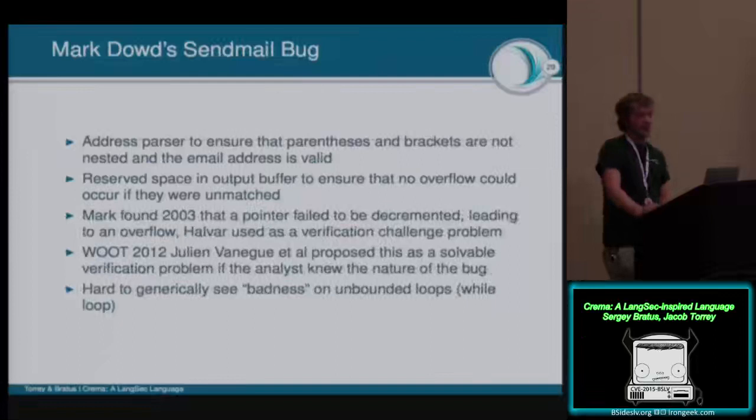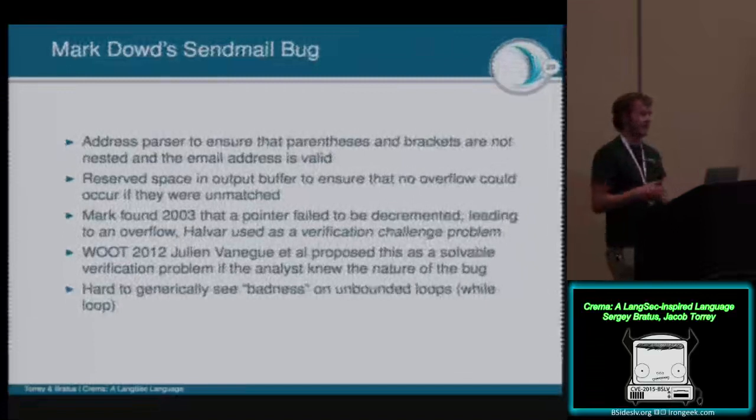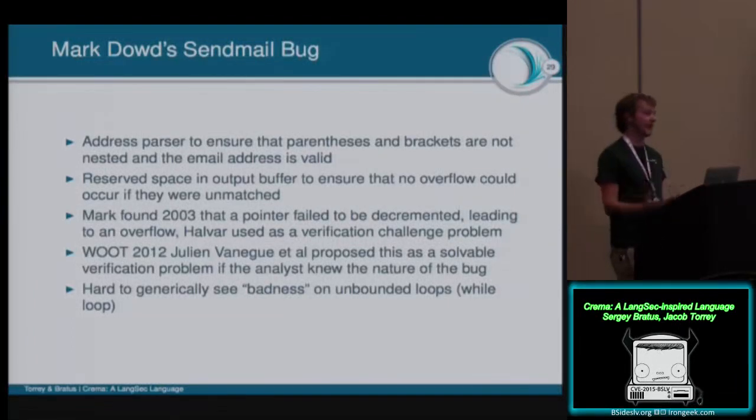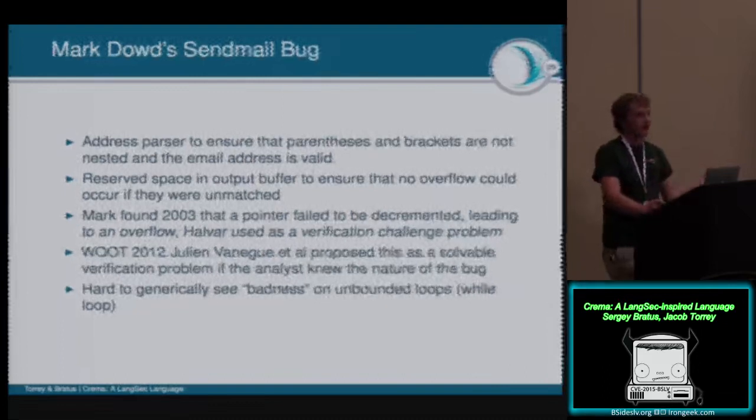Unfortunately, he found that they were using a pointer rather than a length, using pointer arithmetic. It failed to decrement, and then it caused an overflow. And so this basically got remote code execution on SendMail. Halvar then used this as basically a verification / automatic exploit generation problem: how could we have found this bug automatically? That was kind of an open challenge from Halvar.